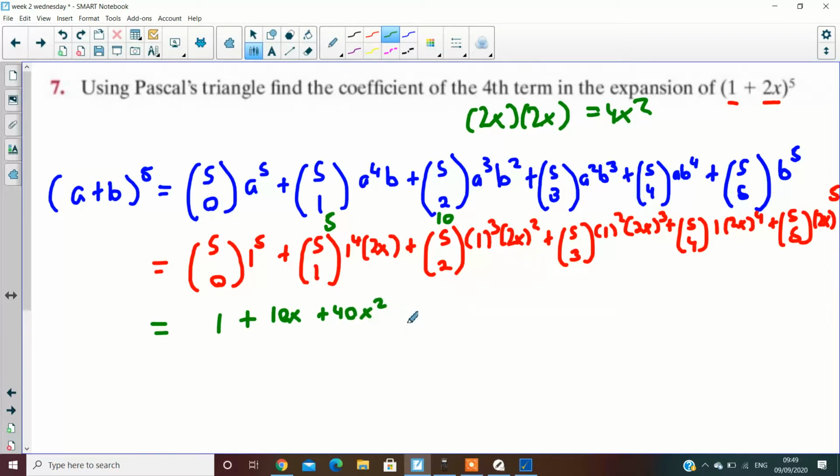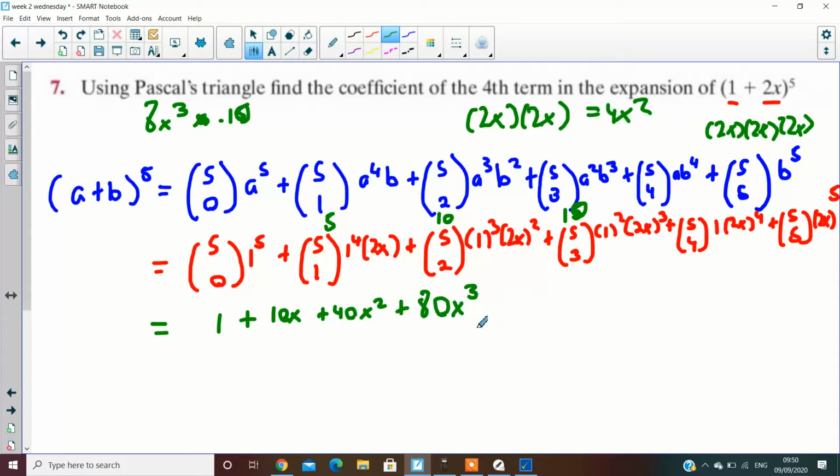Next one, 5C3. 5C3 is what, 15? Yeah? And what's 2x cubed? What's 2x times 2x times 2x? And what's 8x cubed multiplied by 15? Oh, sorry, 5C3 is 10, is it? So what's 8 times 10? 80.